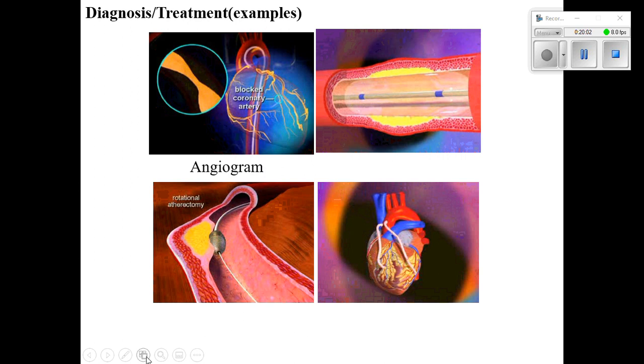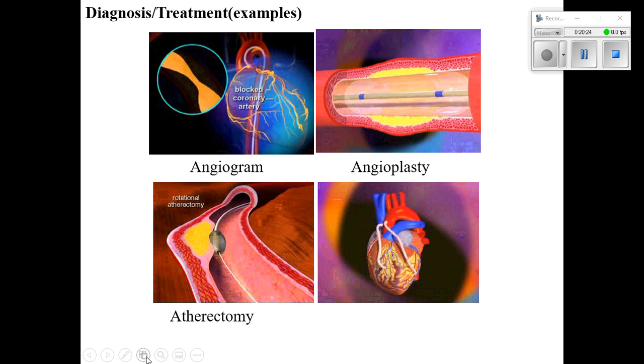So in terms of the diagnosis, if someone does have the chest pain, they go to the doctor, they may send them for what is called an angiogram. And what we'll see is that this is going to give an actual picture of the coronary arteries to show if there is a blockage. If they determine that there's a blockage, there's various different things that can be done, some more invasive than others.